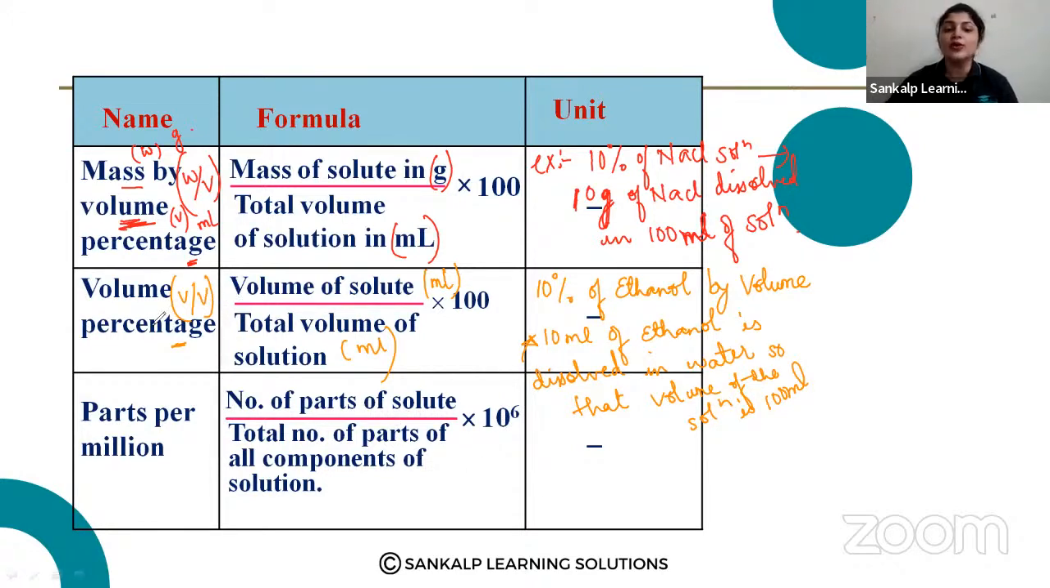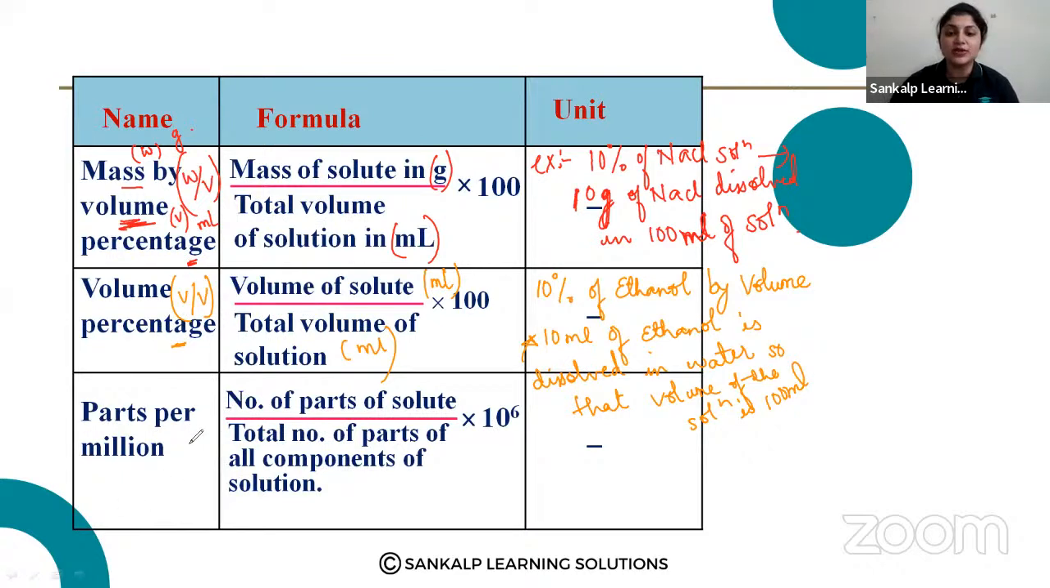So this is volume percentage. Volume percentage is expressed in mL. So 10% of ethanol by volume means 10 ml of ethanol is dissolved in water so that the total volume of the solution is 100 ml. Okay, so this is volume percentage.